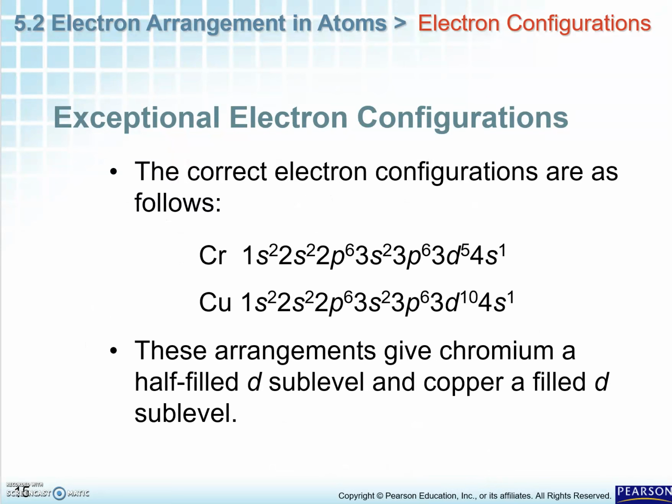So the actual correct electron configuration is to have your 3d either half full or completely full. And what they'll do is borrow from the slightly higher energy level in order to make this occur. It does not happen very often. Let me repeat that one more time. It does not happen very often.